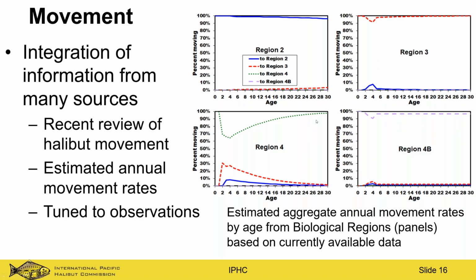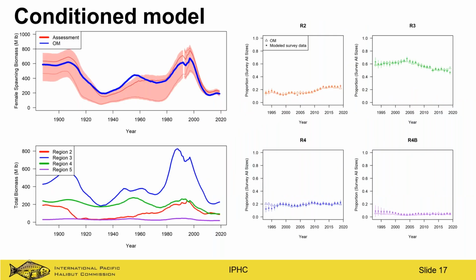We said, let's start here, but now we're actually trying to model that. We're actually trying to fit to various observations, such as the actual observed distribution from the survey, things like that. And so we're going to tune and change these movement probabilities in the operating model. So I'll show you what the operating model predicts those movement rates to look like in a moment. But first, this is the outcome of the conditioned model.